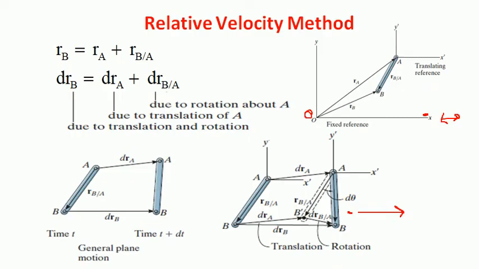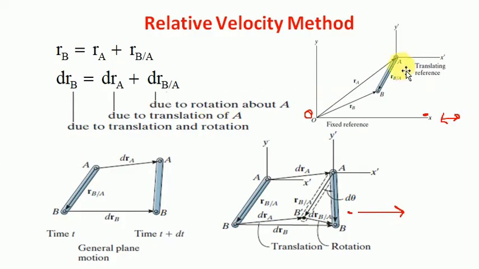And in the case of rotation, we can find out the velocity of any particle which is at a certain distance from the axis of rotation by the relation V is equal to R omega. But in this case, when we have general plane motion, there are generally two methods by which we can find out the velocity of any particle during motion. One is the relative velocity method, another is the instantaneous center of rotation. So let's discuss the relative velocity method.